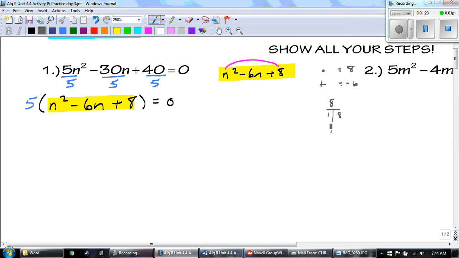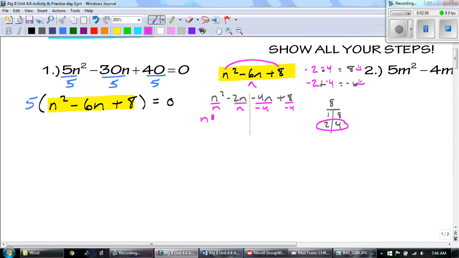So we got 1 and 8, 2 and 4. The only combination that works is going to be 2 and 4, except they both have to be negative. So as I'm splitting that middle term, n squared minus 2n minus 4n plus 8. We draw the line down the center, and I need to take the GCF of both groups.